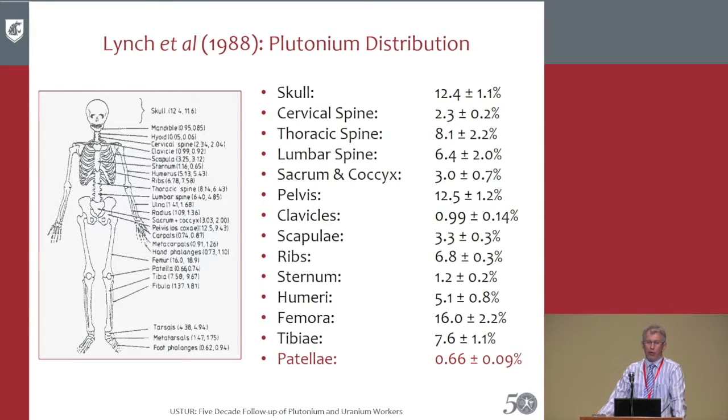This problem is not new. There are several papers published in the literature on how people estimate skeleton activity based on a limited number of samples analyzed. I found this paper from Tim Lynch, published in 1988, where they studied the distribution of plutonium in the skeleton using 4 USTUR whole body cases. They give this nice table showing what percent of activity is in each compartment of the skeleton. What I figured out was nice is the patella. For those who don't know, the patella is the kneecap. I actually learned it myself when I started to work at USTUR.